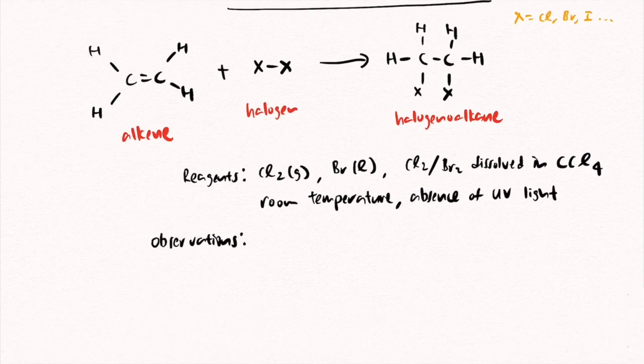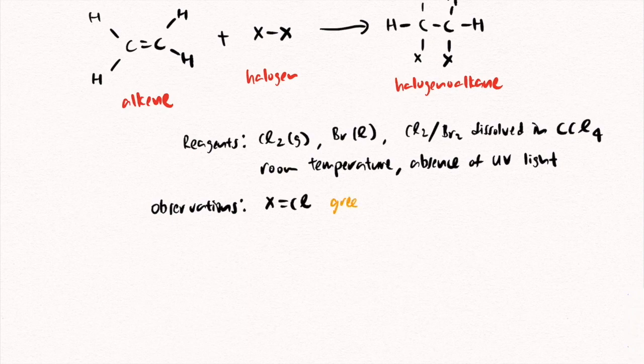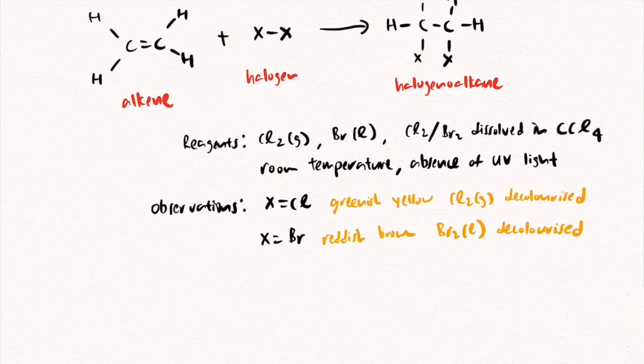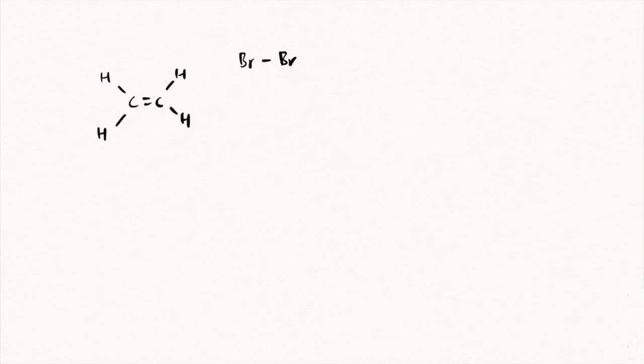For the observations, if X is chlorine, the greenish-yellow chlorine gas will be decolorized. If X is bromine, the reddish-brown bromine liquid will be decolorized. For the mechanism, I will be using ethene and bromine as an example.